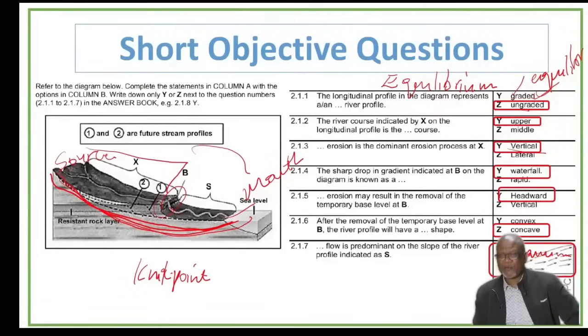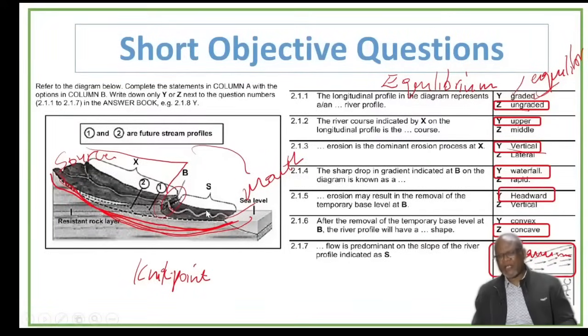This is what we call a laminar flow. That is when a river is flowing in sheets that are separate from each other. There's no mixing of water at this stage. The river is flowing on separate sheets. That's when we call that process a laminar flow.